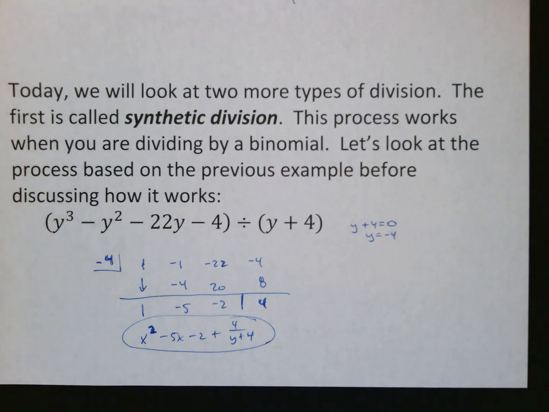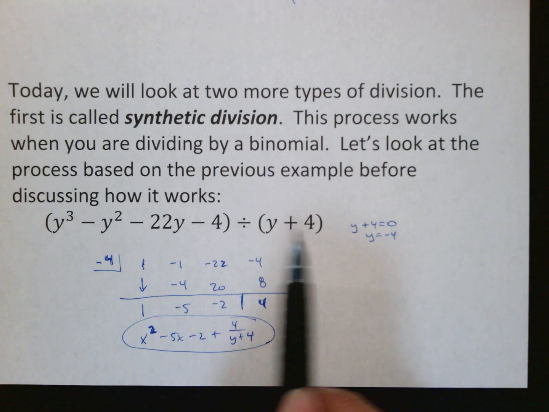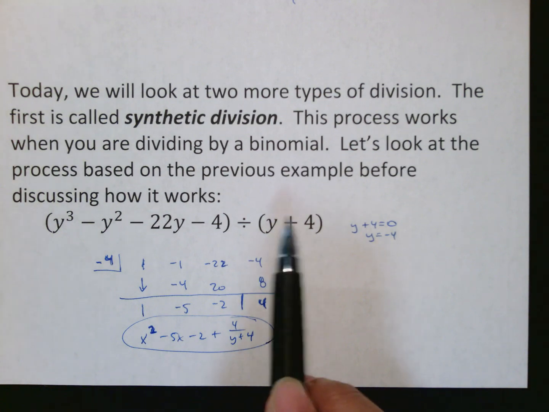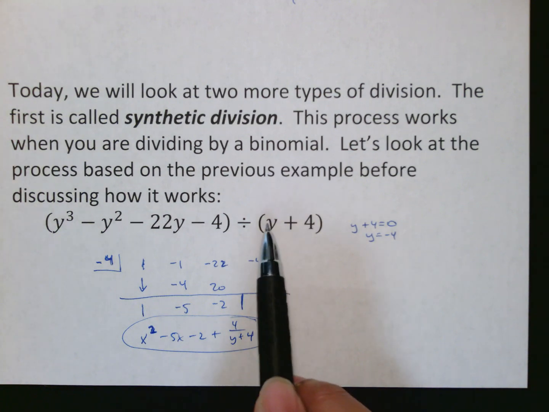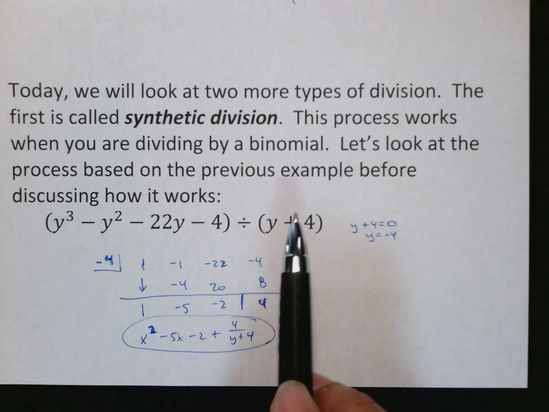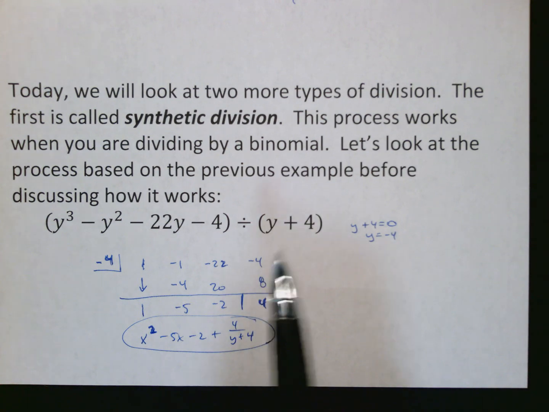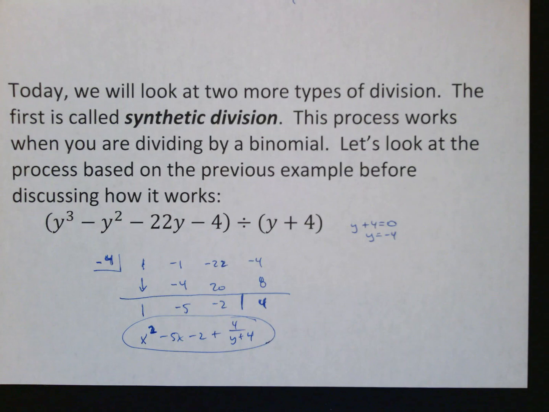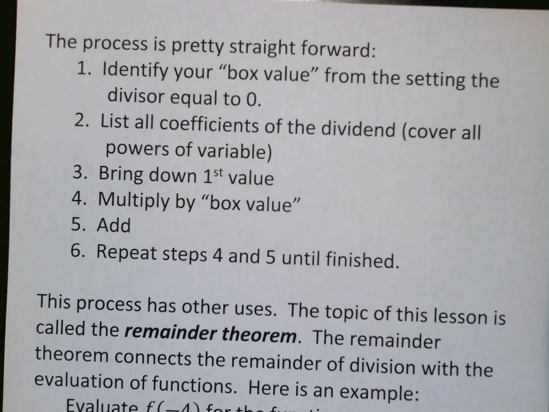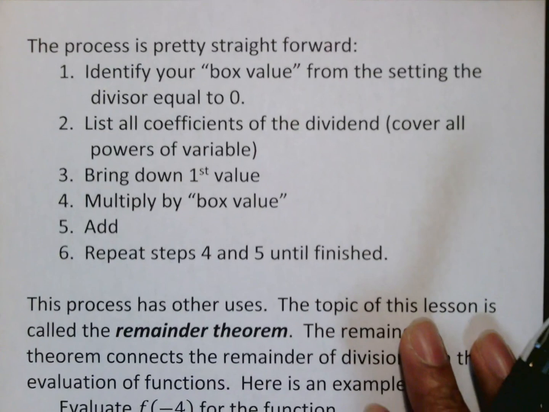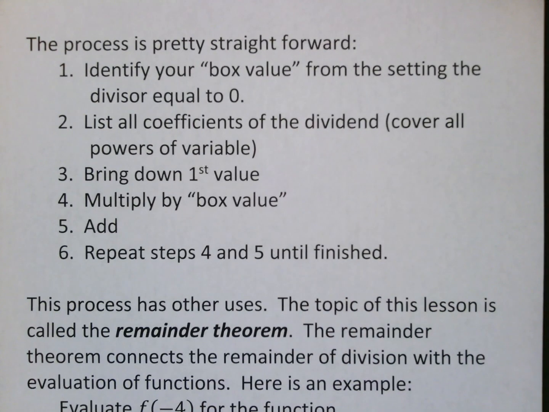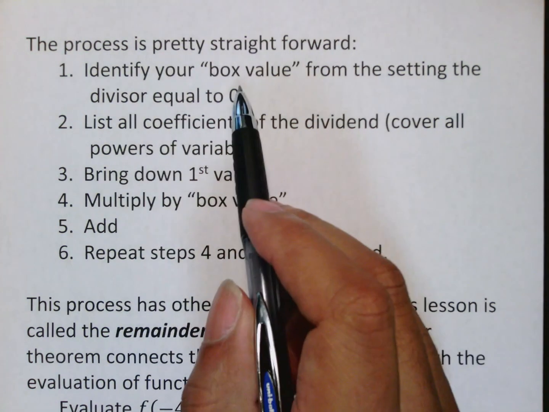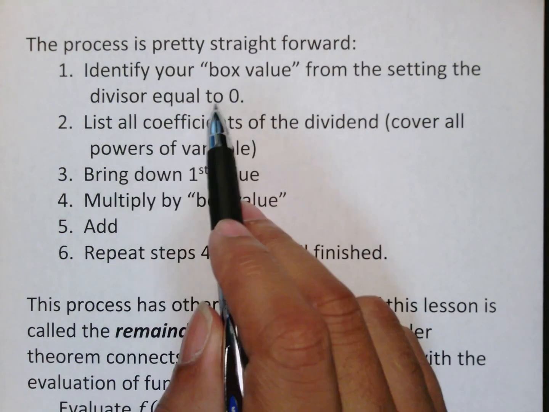So again, synthetic division will get you the answer a lot faster, but the only thing about synthetic division is that it only really works with this type of binomial. I will show you what happens whenever there's a number in front of that, because you really don't want to use it for those. But if you're dividing by x plus 5, y minus 4, or z plus 3, it works. But again, there are not a lot of times where you really want to use synthetic division unless the numbers are nice. But since you're in Algebra 2, you're probably not going to see that. The process again is pretty straightforward. Identify your box value by setting the divisor, which is the second value, equal to 0.